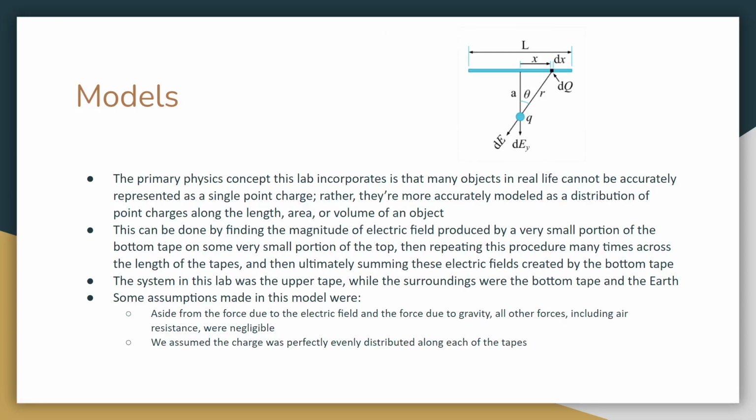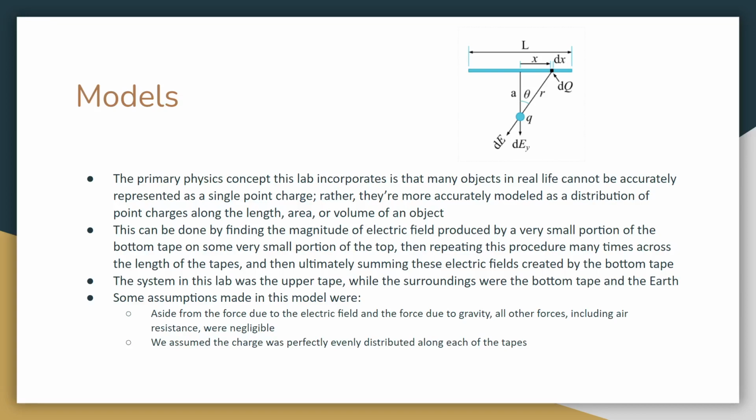So the idea behind the models we used in this lab is basically that many objects in real life cannot be accurately represented as a single point charge. Rather, they're more accurately modeled as a distribution of point charges along the length, area, or volume of an object, especially when the two objects are close to each other.